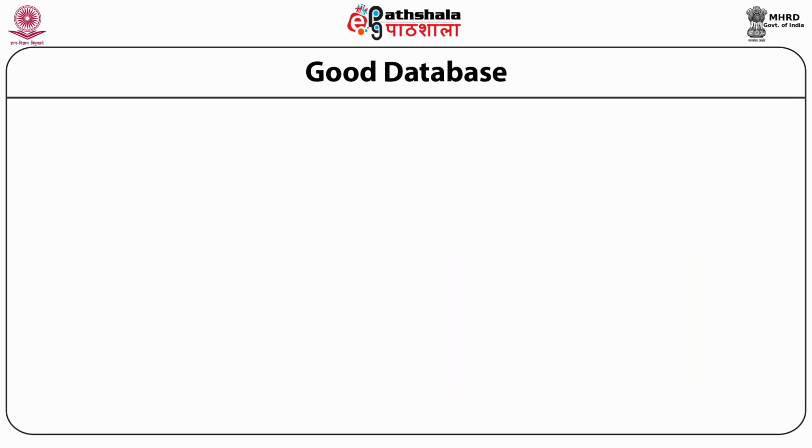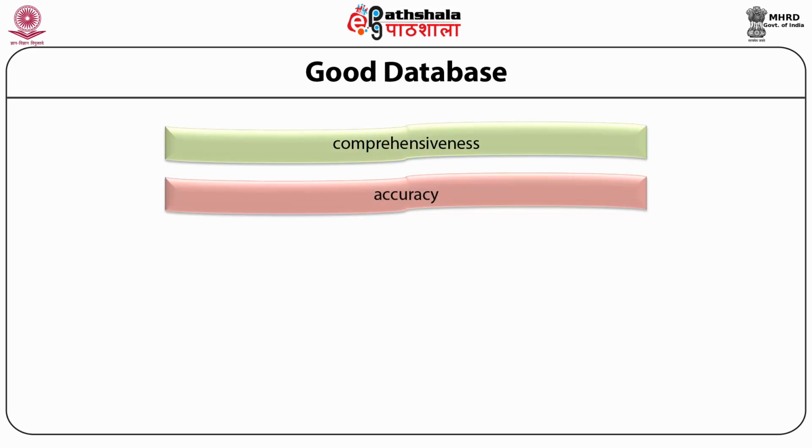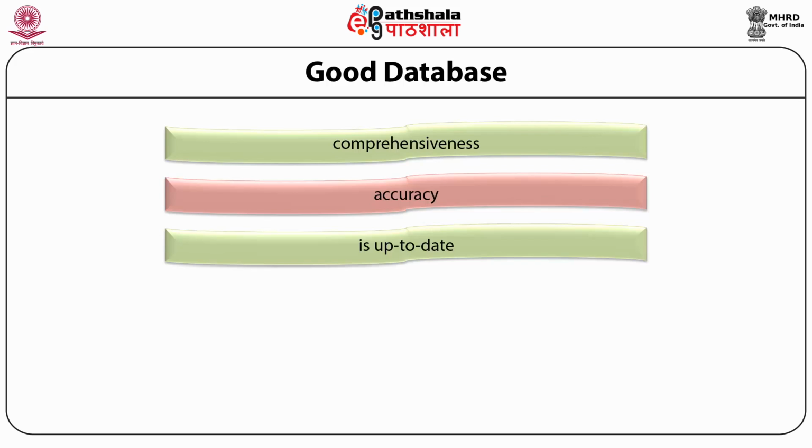Now we discuss the qualities of a good database. The quality of a good database: it should be comprehensive, so that it can be easily understood by any layman. The second quality is accuracy, that it doesn't have much redundancy or any problem, so it is free from all problems. It should be provided in an accurate form, and of course it should be up to date, meaning all the new information shall be added day to day, and the database should be updated from time to time.